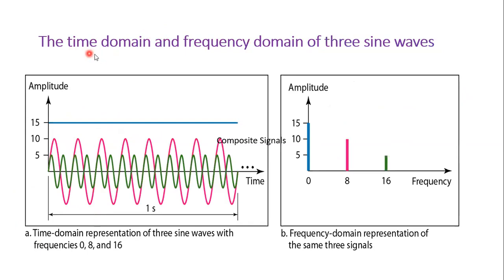Here is an example of the time domain and frequency domain of 3 sine waves. This is one sine wave at 5 volts, then 10, sorry, this is 10, and like that 15. So 5, 10, 15, with the frequencies 0, 8 and 16.